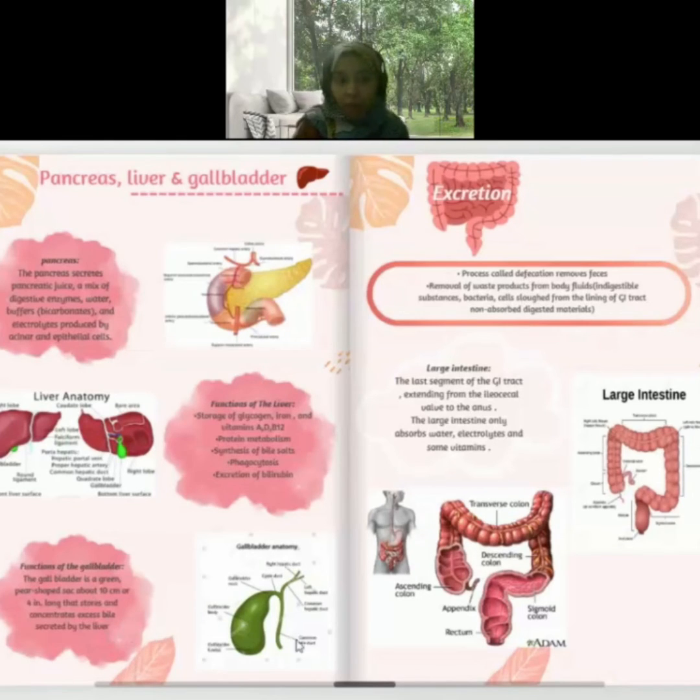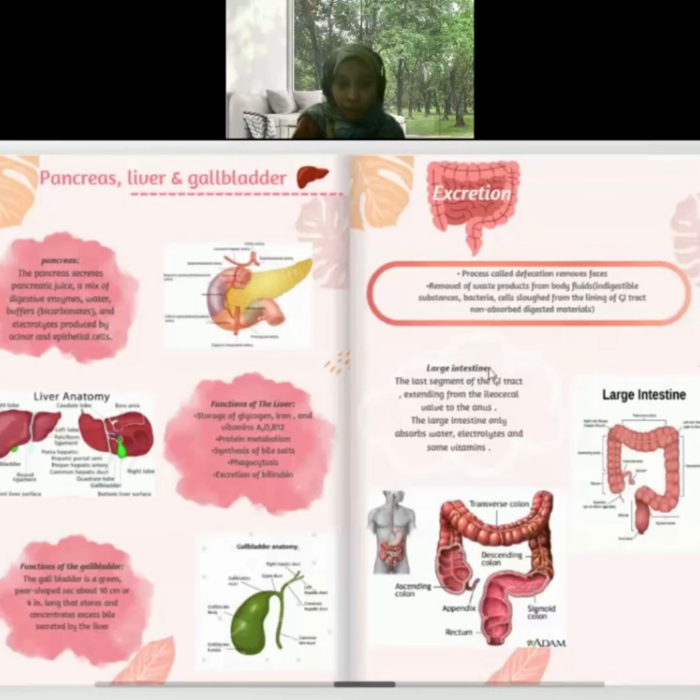That was the gallbladder. The last thing we have is excretion. Excretion is a process that removes feces, which is the removal of waste products from the body, like indigestible substances and bacteria cells from the lining of the GI tract when absorbing digestive material. So excretion is the removal of waste from the body, like the indigestible substances, etc.